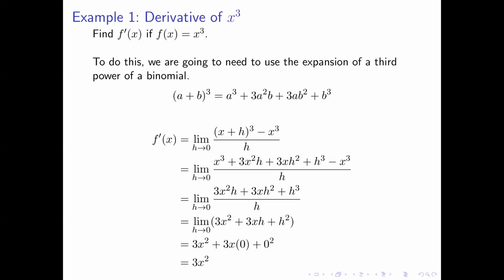So this tells us that 3x squared is the derivative function for x cubed. And if we pick a particular value for x and evaluate 3x squared at that value of x, that will give us the instantaneous rate of change of x cubed at that value of x. Or if you prefer, the slope of the tangent line of the graph of y equals x cubed at the point where x has that value.